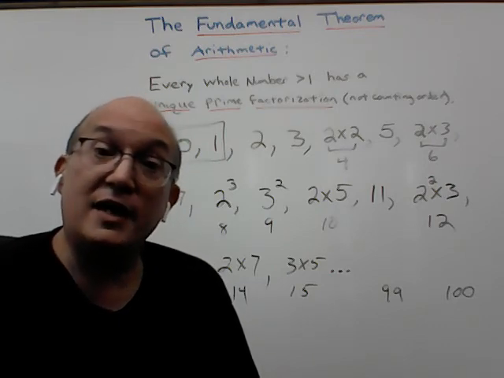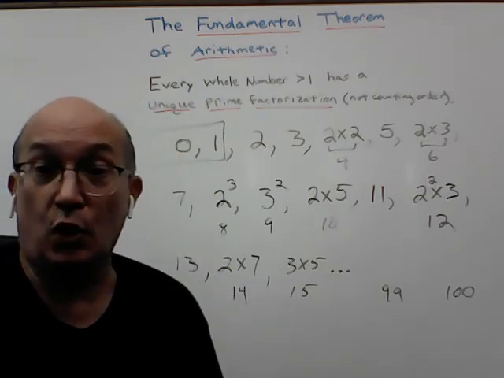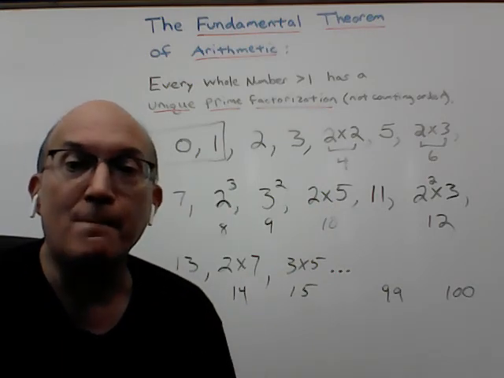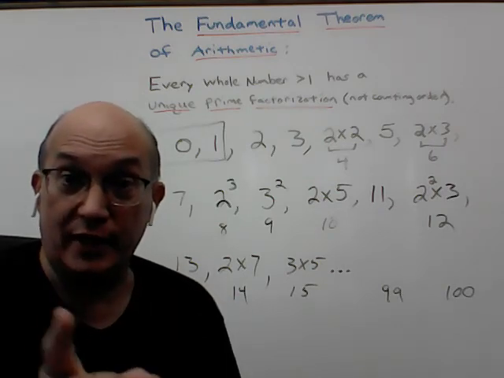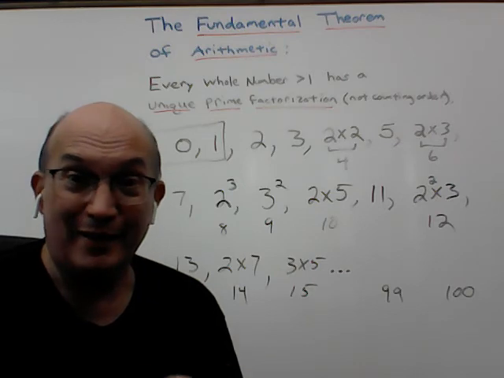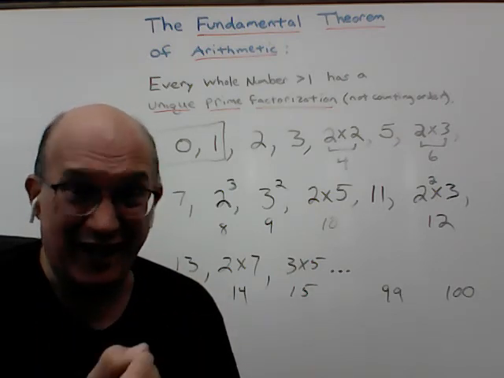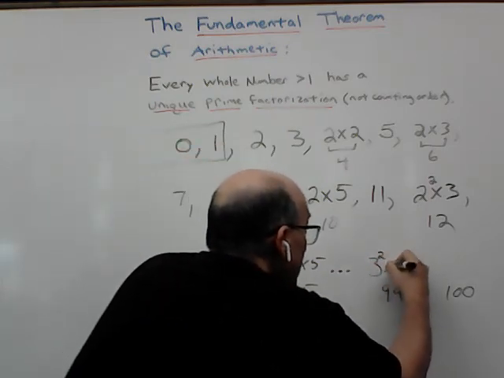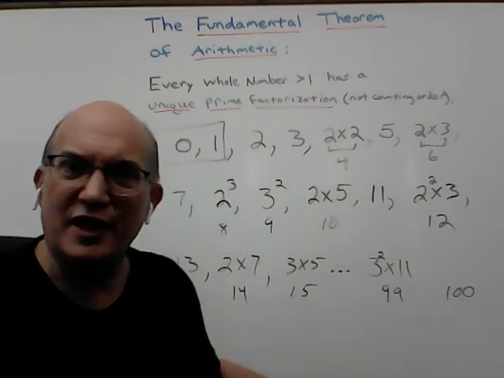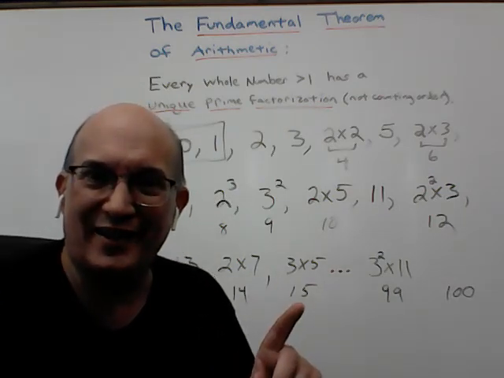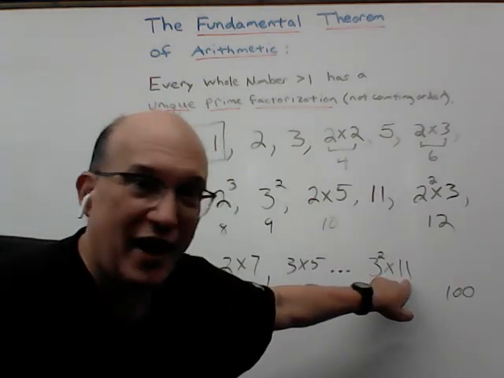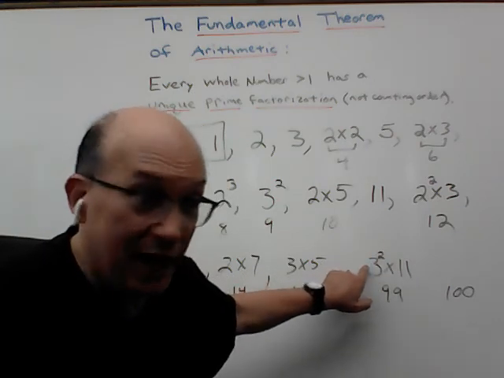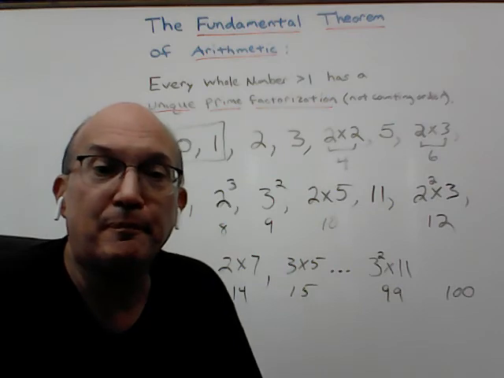Can I put 99 on this list of the whole numbers only using primes? The answer is no. 99 is not prime. You might immediately recognize it as 9 times 11, but I cannot write 9 times 11 because the 9 is not prime. But here's what I can write for 99. I can write 3 squared times 11. 3 to the 2 power times 11. That's 99. This is the prime factorization of 99, right? 3 to the 2 power, 3 times 3 is 9, times 11 is 99.